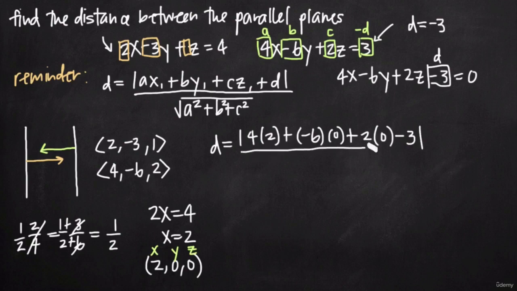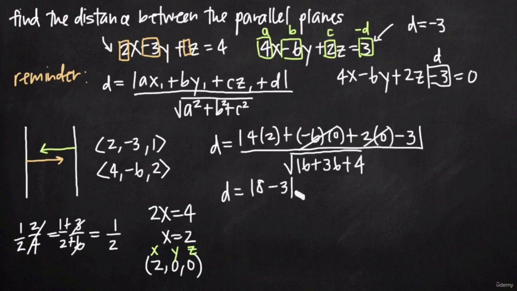And then in our denominator, we're going to have the square root of a squared. A is 4, so a squared is 16, plus b squared. B is -6, so b squared is positive 36, plus c squared. C is 2, so c squared is 4, and we're going to be taking the square root of that sum. This is going to go away as 0. This is going to go away as 0, so just 8 minus 3 in our numerator. In our denominator, 16 plus 4 is 20, plus 36 is 56, so we'll do the square root of 56. In our numerator, 8 minus 3 is 5.